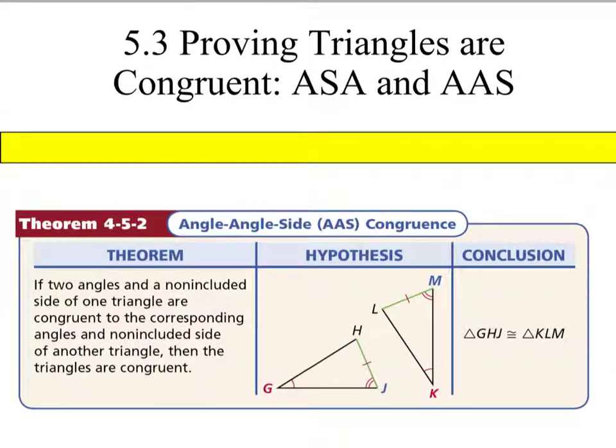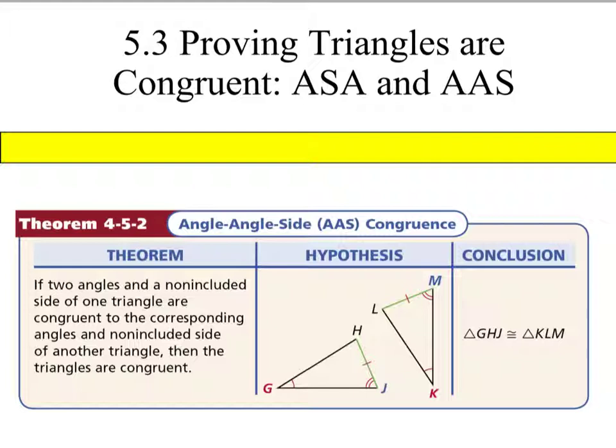All right, so here's another theorem. It is the angle side. It says if two angles and a non-included side of one triangle are congruent to the corresponding angles and non-included side of another triangle, then the triangles are congruent. So you need two angles and a non-included side to be congruent to two angles and a non-included side of another triangle to make those two triangles congruent.